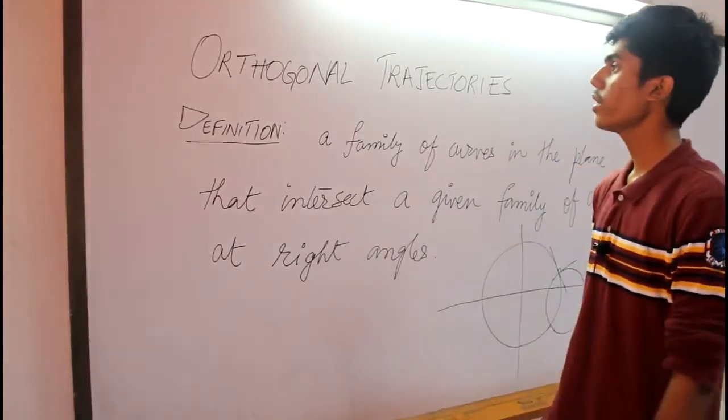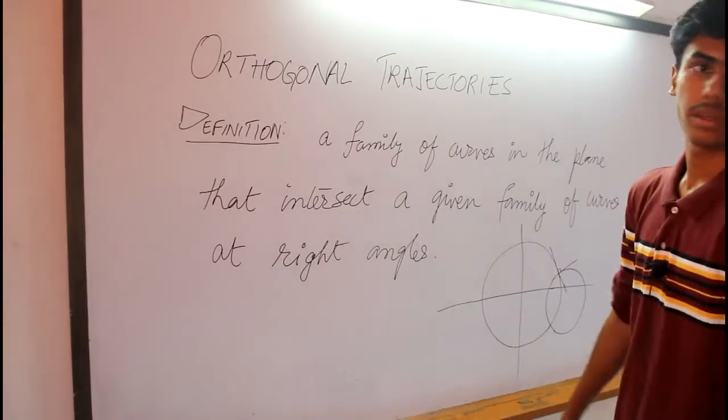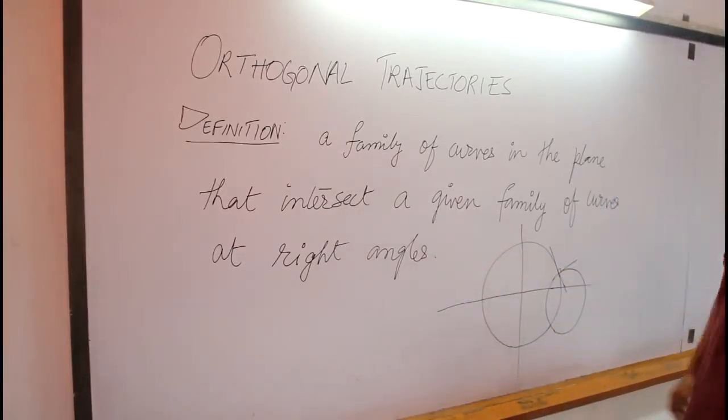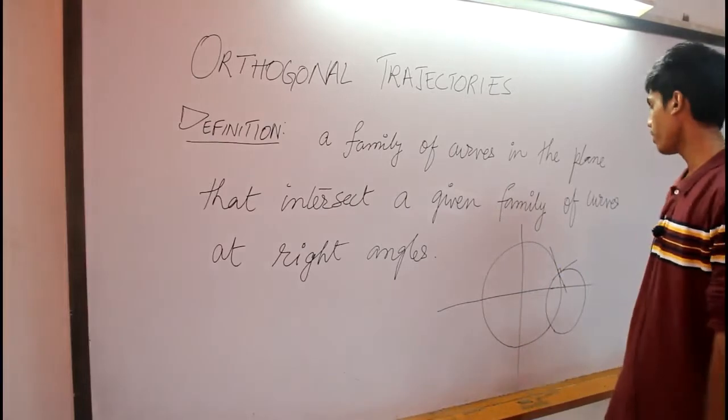Hi there. Today we're going to learn about orthogonal trajectories. By definition, orthogonal trajectories are a family of curves in the plane that intersect a given family of curves at right angles.